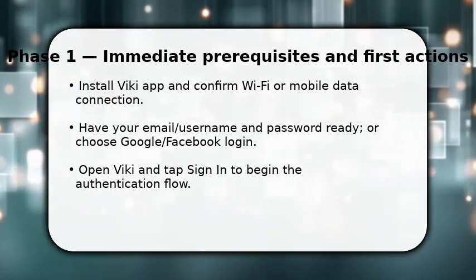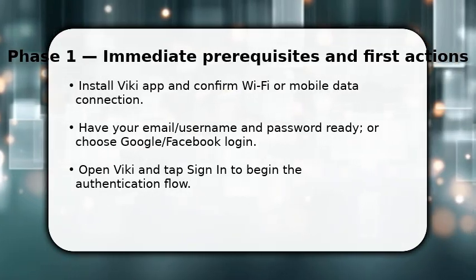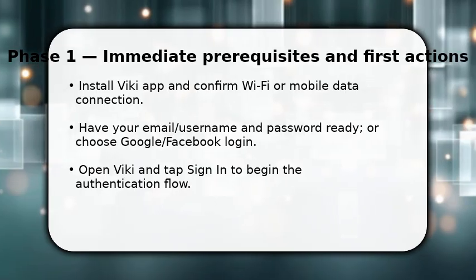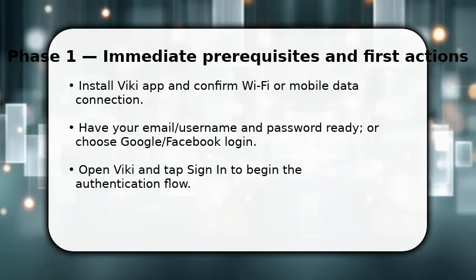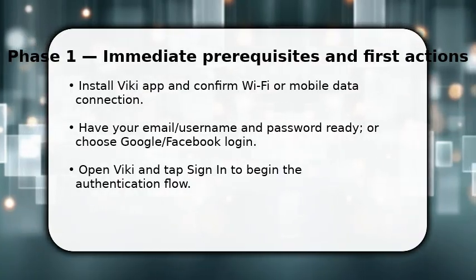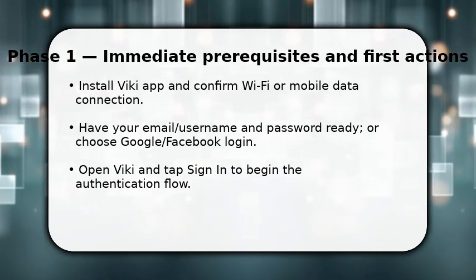Choose the desired method: email, Google, or Facebook. You're starting authentication. Selecting the correct method avoids extra steps later. Once chosen, the app will display the corresponding form or redirect. So prepare to enter credentials or approve the social login prompt that appears on screen.